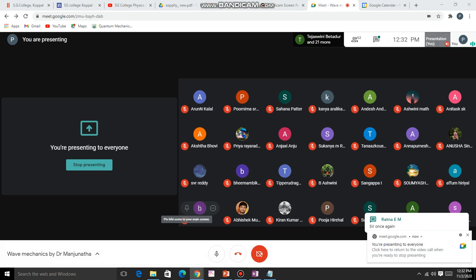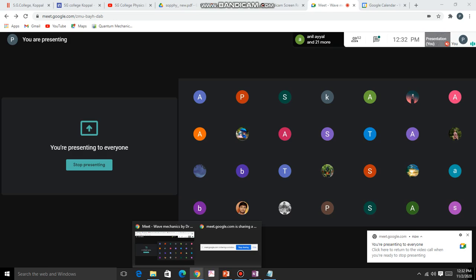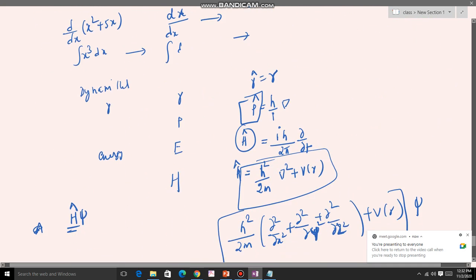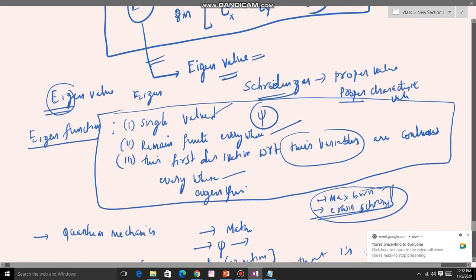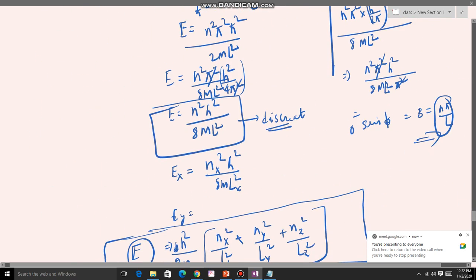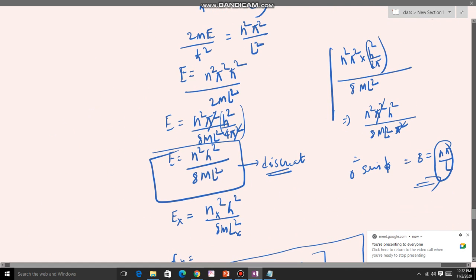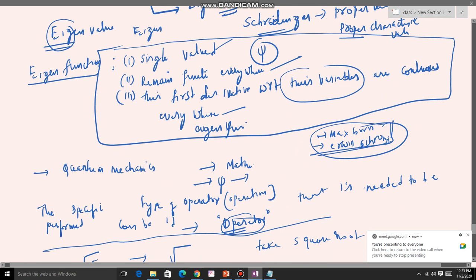So here, as I said, I have just explained. E is equal to n square h square by 8 m l square, this is your eigen value, I said. Now what is an eigen function and an eigen value? To understand, the eigen function should have a single value and remain finite everywhere, and the first derivative with respect to its variables should be continuous everywhere.